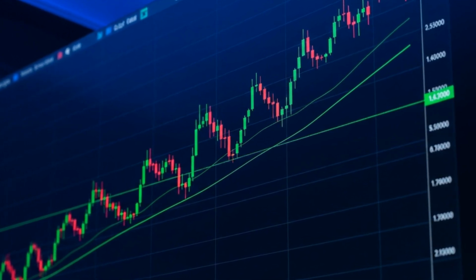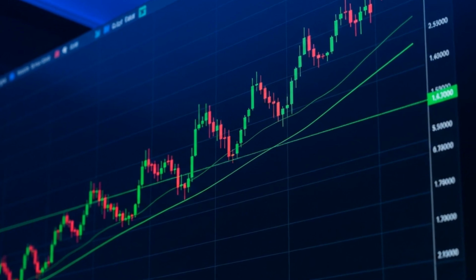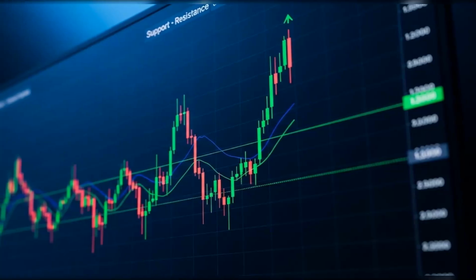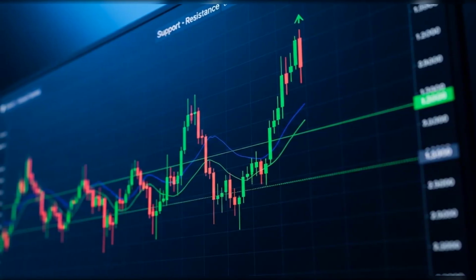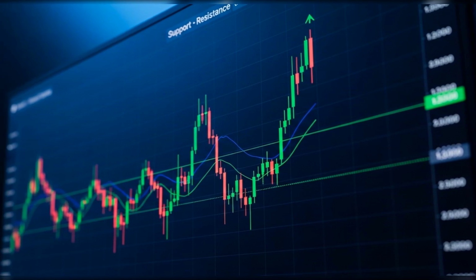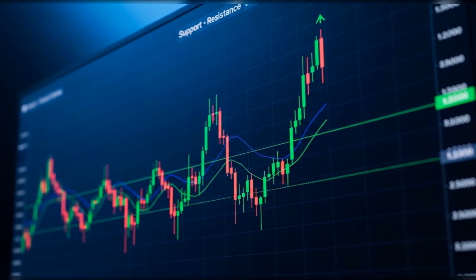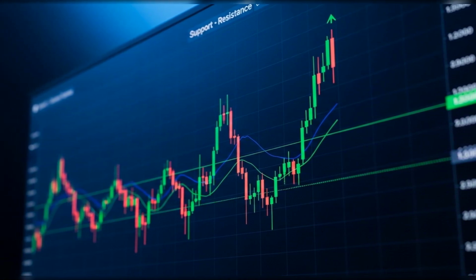Don't overcomplicate it. Professional traders use hundreds of indicators. You don't need that. You need to understand where the price is relative to where it's been. That alone puts you ahead of most people buying crypto on hype.